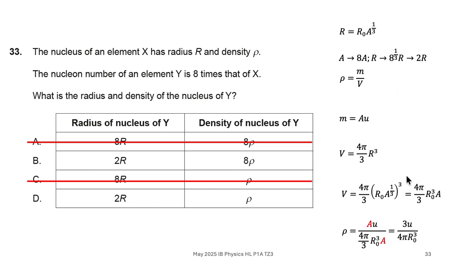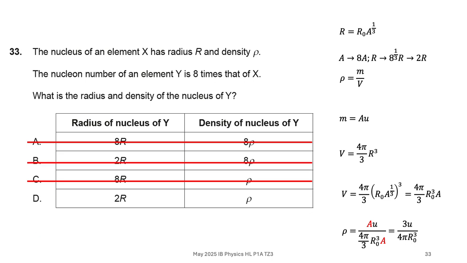Hopefully you've seen that if we then do our density calculation, that's A times u from the mass divided by an A on the bottom. As a result, we've got 3u over 4π r0 cubed. Now this is really going to be a constant value. You notice that it does not depend on A, does not depend on anything other than this combination of these constants, 3u over 4π r0 cubed, which means that the answer here is D.